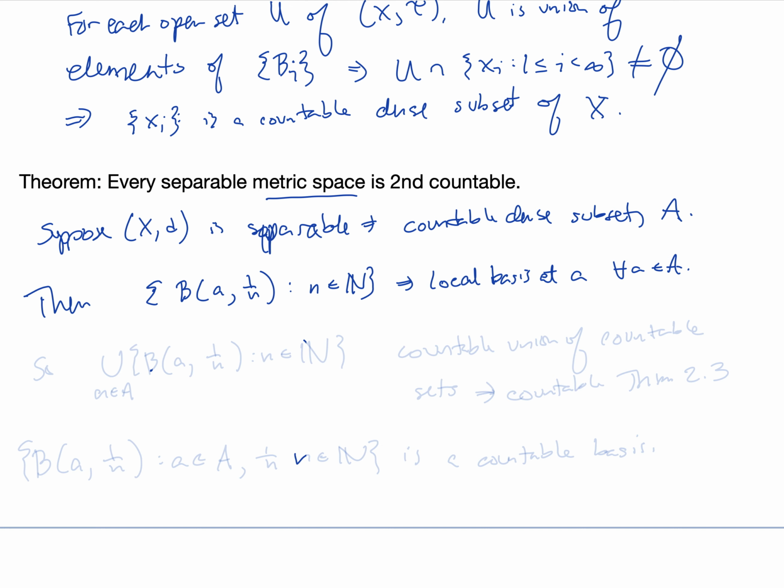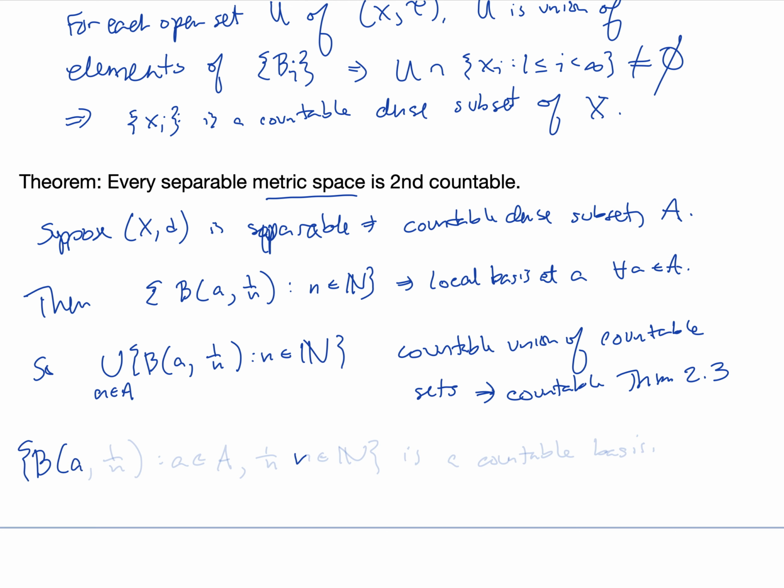So how do we get a countable basis? Well, what we're going to do is take the collection for all a in A of the balls centered at a of radius 1 over n, such that n is in the natural numbers. Now, this is a countable union of countable sets, and we proved way back when that a countable union of countable sets is countable. In our book, this is theorem 2.3. And so the collection of balls centered at a of radius 1 over n, such that a is an element of this countable dense subset, and n is an element of the natural numbers, is a countable basis for this separable metric space.